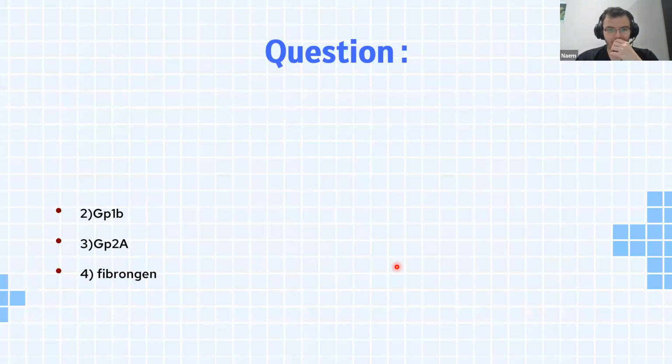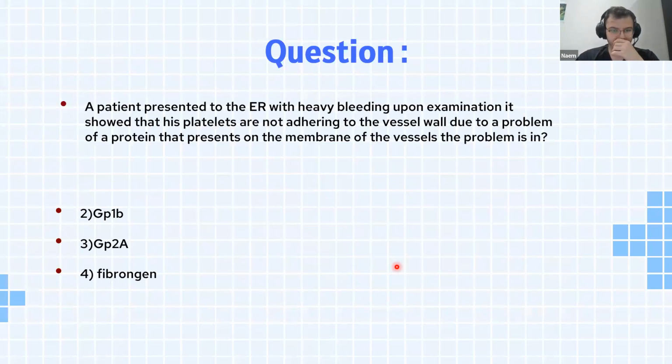Okay, now the question at the end of the lecture. Please read it and answer in the chat. Okay, let's read it together. A patient presented to the ER with heavy bleeding. Upon examination, it showed that his platelets are not adhering to the vessel due to a problem with a protein present on the membrane of the vessel. Where is the problem?